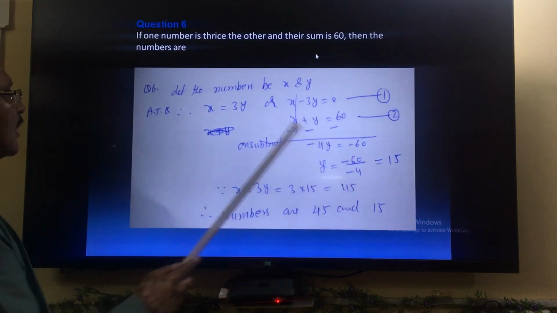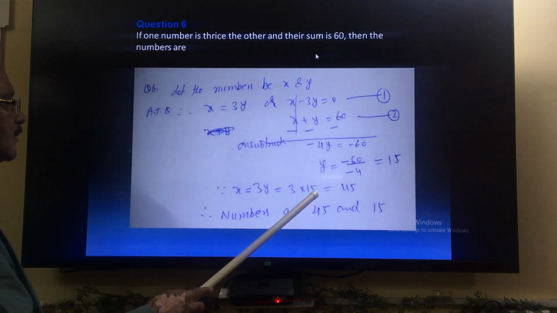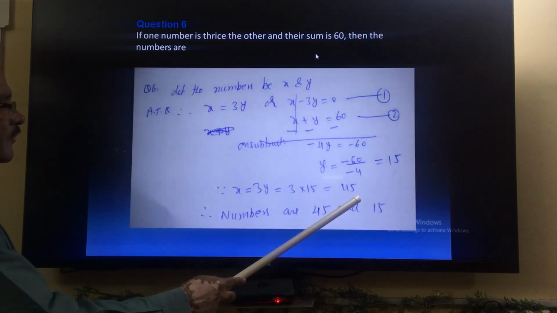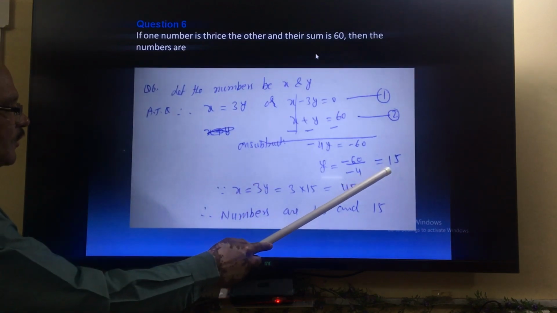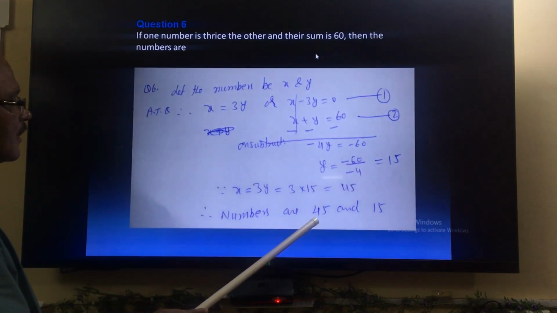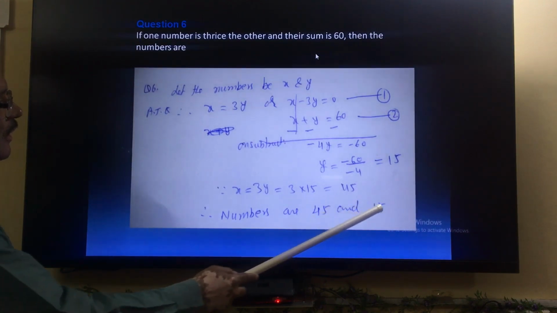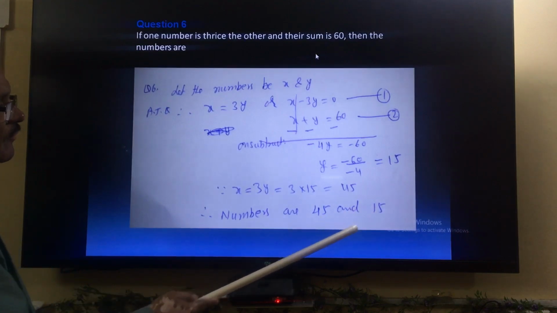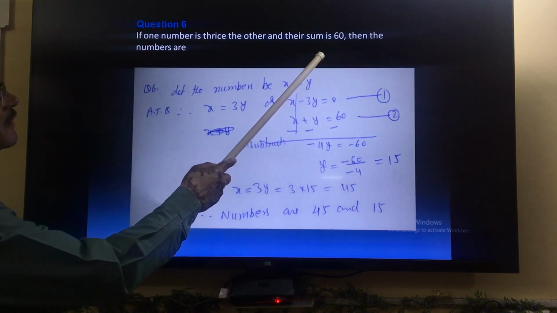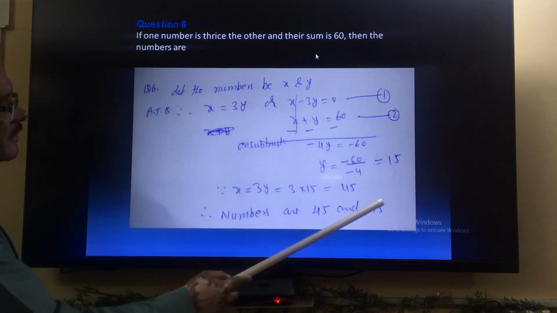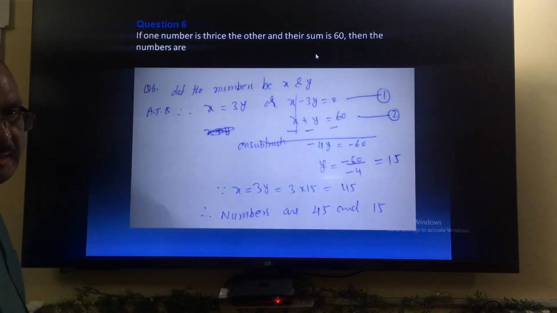Now put this value of y in this equation, x is equal to 3y. So in place of y we will write 15. So 3 into 15 is equal to 45. This will give the value of x. So x is equal to 45 and y is equal to 15. So therefore the numbers are, x means 45 and y means 15. So the numbers are 45 and 15. Their total is 60, so the second condition is satisfied. And 45 is 3 times 15, the first condition is satisfied. So this answer is correct.